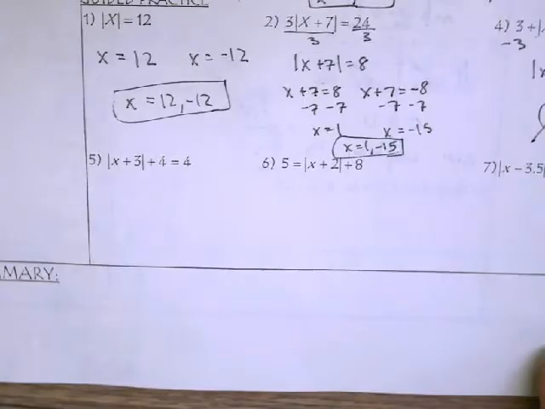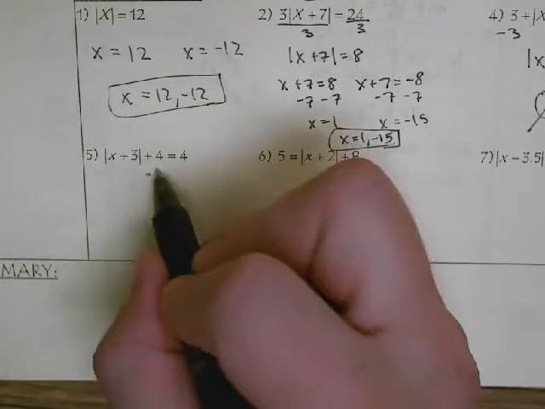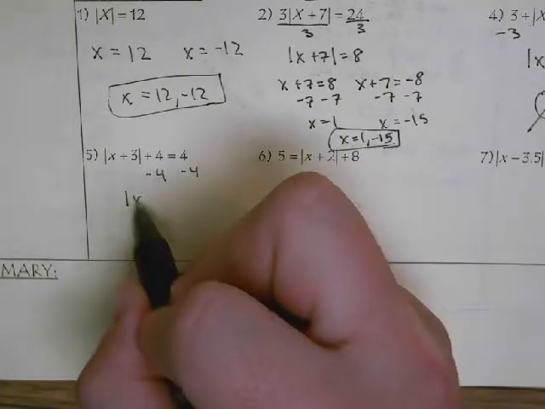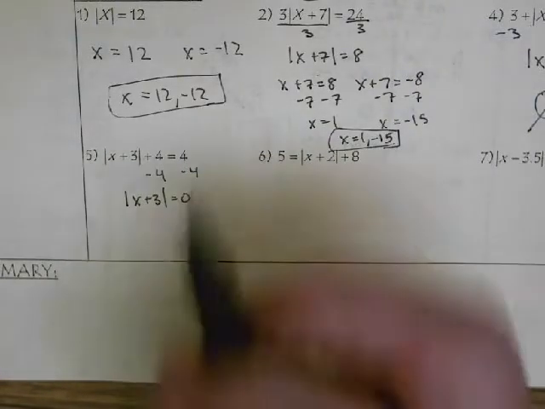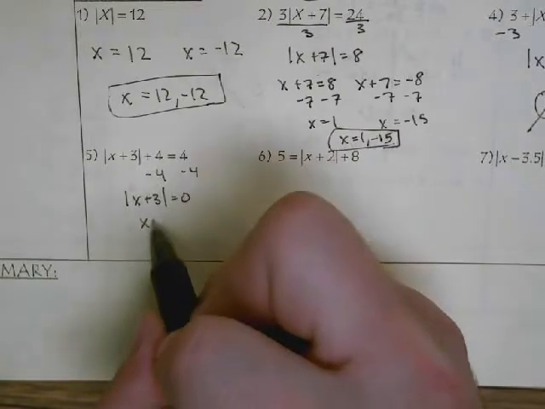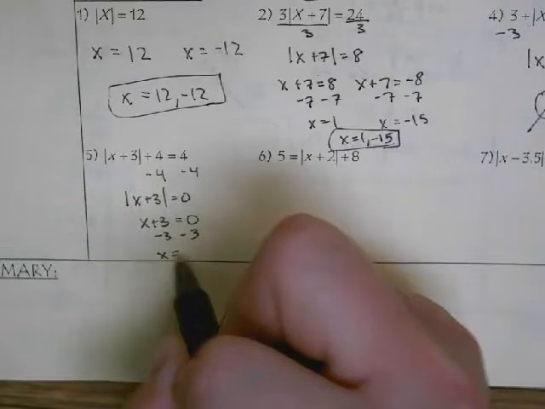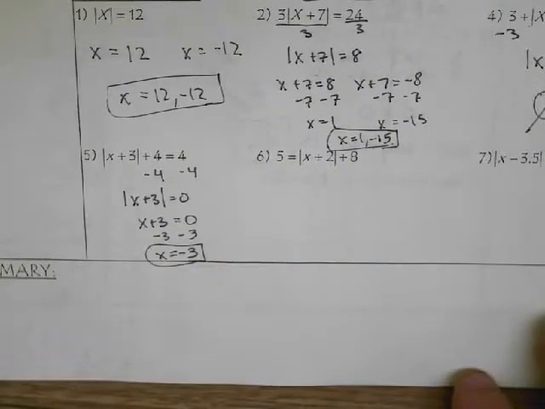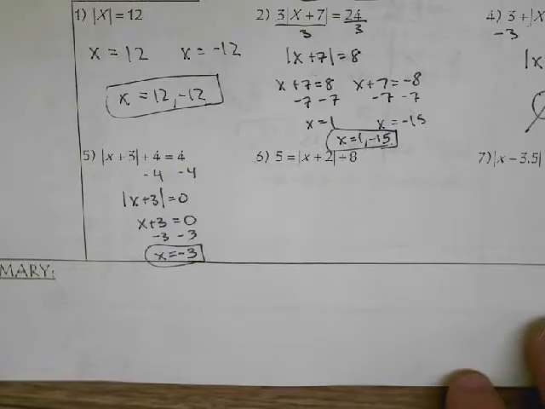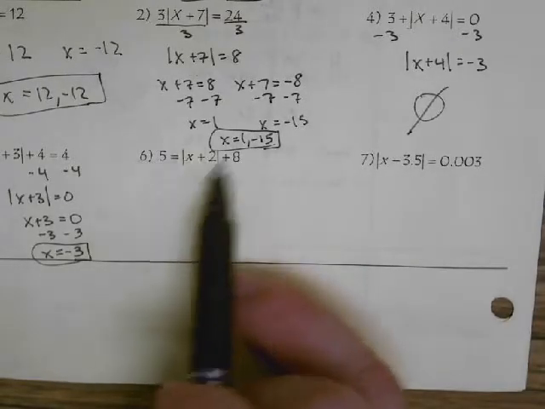Number 5, we have to isolate the absolute value first, so we'll subtract 4 from both sides. I'll have the absolute value of x plus 3 equals 0. I have my one solution in this scenario, so we can say drop the absolute values, x plus 3 equals 0, subtract 3, and we get x equals negative 3.